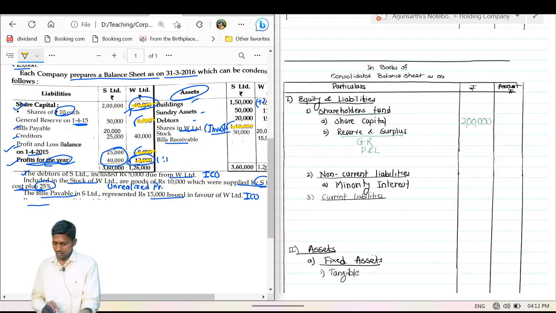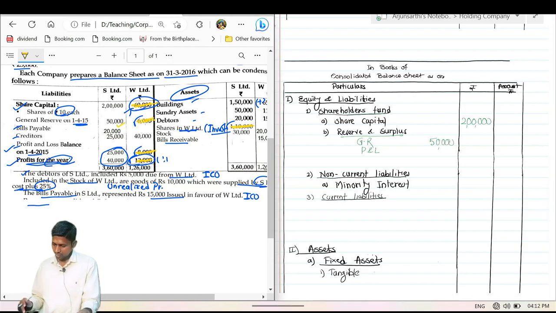You have to ignore the shareholding. We will say investment of holding in subsidiary as well as share capital of subsidiary plus general reserve of subsidiary plus profit and loss of subsidiary. Three things you must ignore: the share capital, general reserve, profit and loss of subsidiary. After ignoring these, only a 50,000 reserve remains, so 50,000 rupees general reserve.